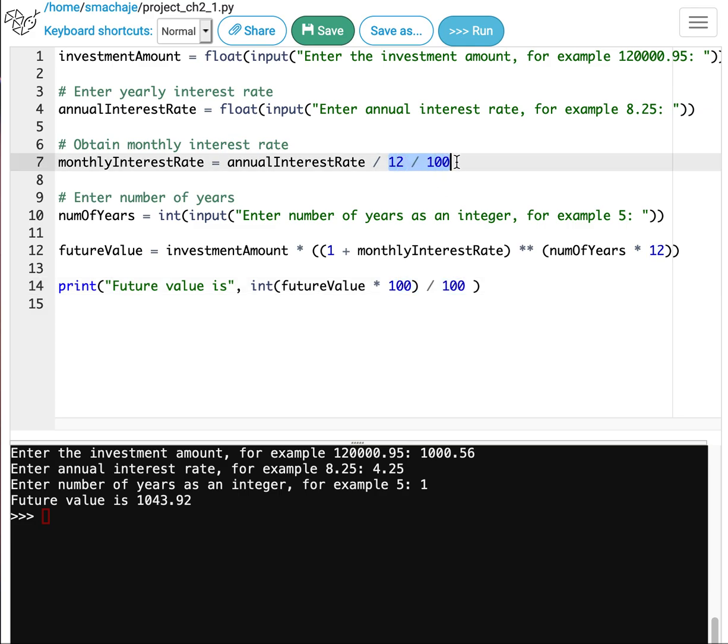Then the 12 and 100: the 12 means 12 months, and the 100 is because this happens to be a percentage, so we divide it by 100. And here we multiply the number of years by 12 because we're looking at a monthly interest rate. All right, so this was the project.